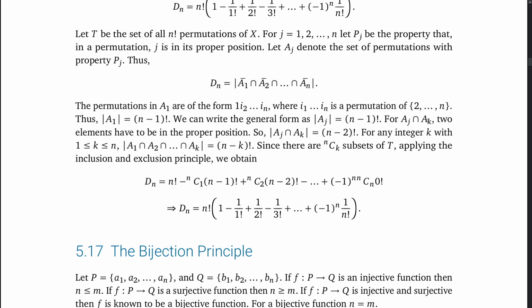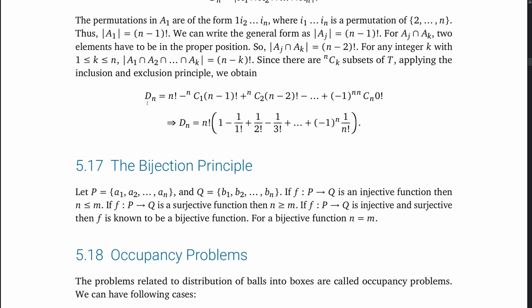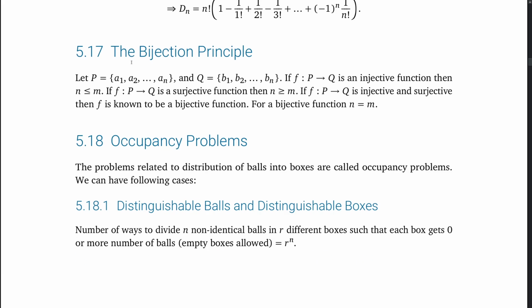For Aj intersection Ak, two elements have to be in proper position. So the size of the intersection of Aj and Ak is (n-2) factorial. For k integers, it would be (n-k) factorial. Since there are nCk subsets of T, applying the inclusion-exclusion principle, we obtain Dn is equal to n factorial minus nC1 (n-1) factorial plus nC2 (n-2) factorial and so on, and then we have the required formula.